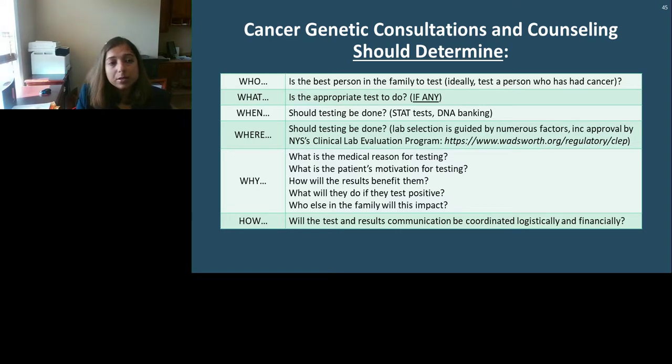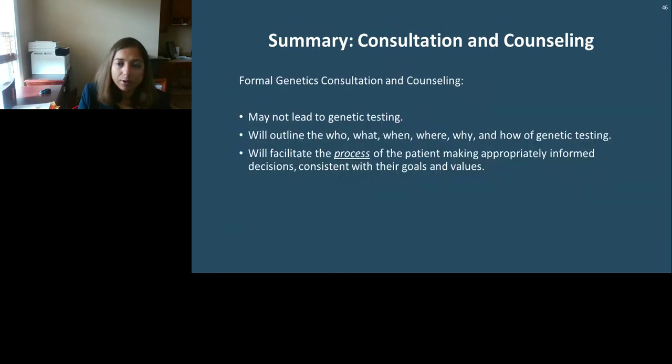Once the counseling is done, the components that are identified are who's the best person to test, what's the most appropriate testing, which lab to use, whether there should be a priority to the genetic testing, and whether any samples need to be stored, what are the reasons for testing, and what sort of recommendations can come out of anticipated results, and who else in the family would be impacted by the testing, as well as coverage eventually for the testing from insurance and out-of-pocket expenses.